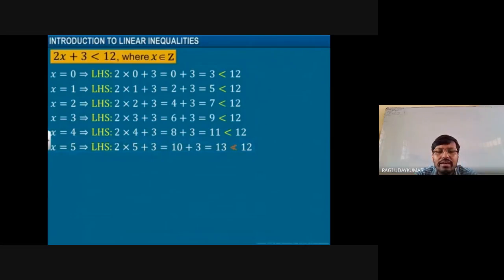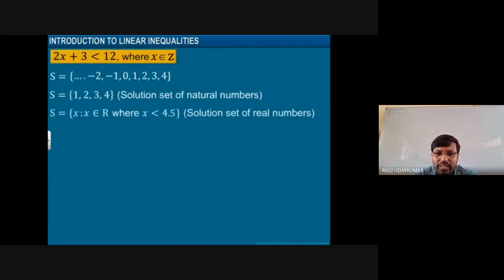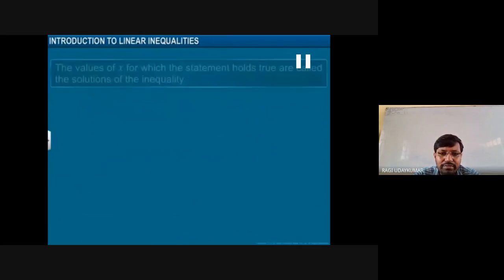5 is not a solution for the given inequation. Remaining all are solutions: 0, 1, 2. Not only 0, substitute -1. For x less than 0, take any number, they are all possible. So the solution set is this one, an infinite set of integers. In case of real numbers, it is also infinite. In case of natural numbers, leaving 0, only 1, 2, 3, 4 are to be taken into consideration. If it is real numbers, we cannot write it in roster form.